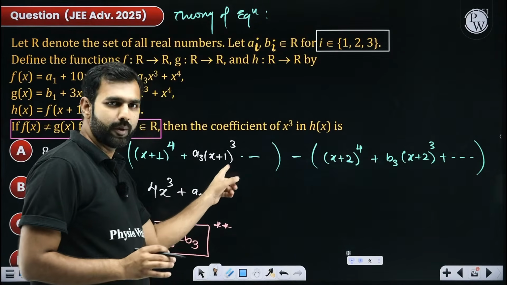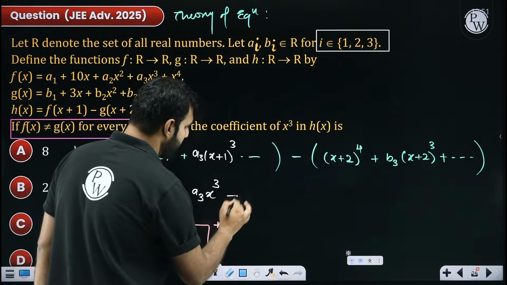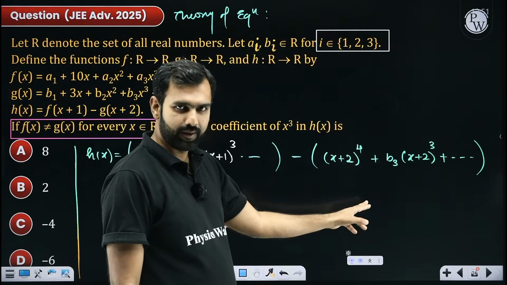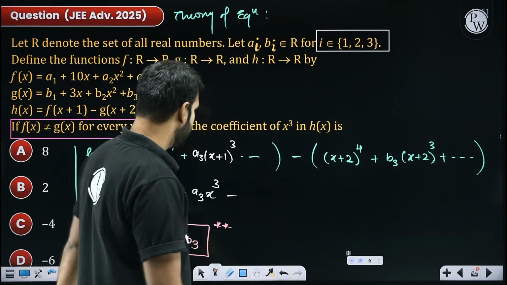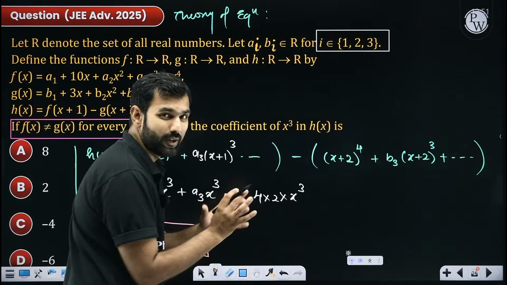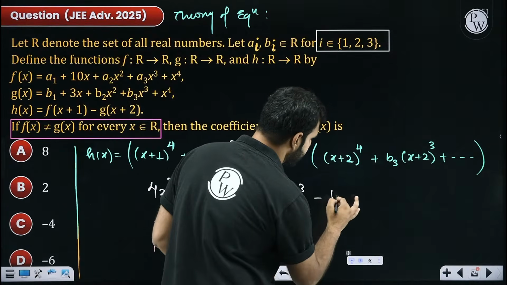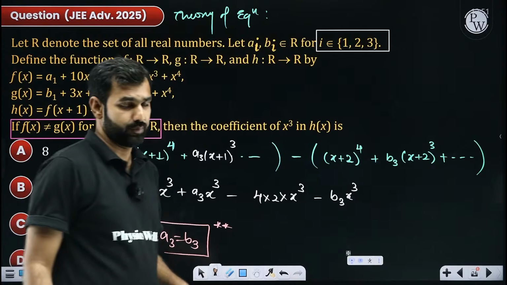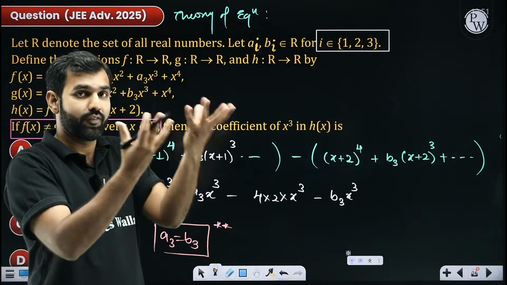The other terms will be the lower degree terms. I am interested in the coefficient of x cube only. Now when I talk about the coefficient of x cube, x to the power 4, then 4c1 into 2 to the power 1 into x to the power 3. So it will be 4 into 2 into x cube. I hope you know the binomial expansion I'm using. Everybody getting that? Now with this is minus b3 x cube, although it will have other terms in powers of x, but I'm not interested in that because I am interested in the coefficient of x cube.